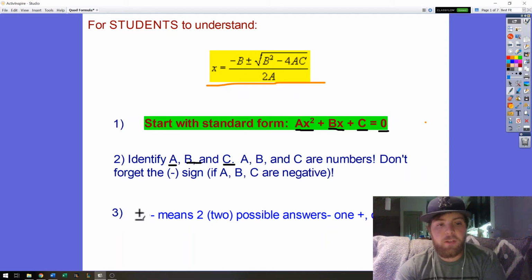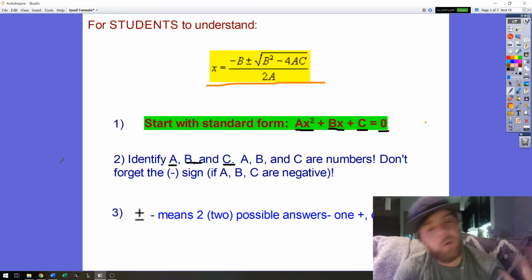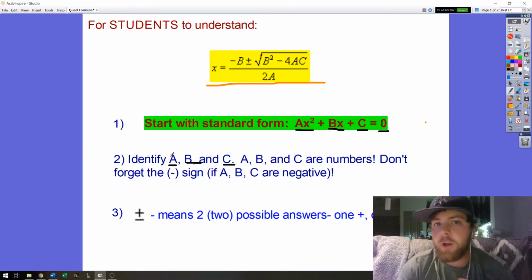And then 3, the plus or minus, right, here in this equation, the plus or minus means that there could be two possible answers. You could only have one, you could have 0. We'll talk about those examples here in just a second as well. If there is a negative, it carries with the A, B, or C, and we'll show some examples of that here in a second too.